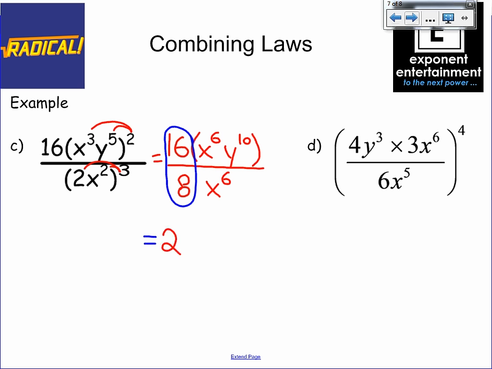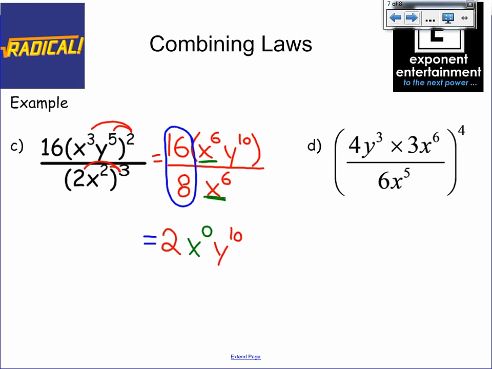We then move on and we look for any like bases. We notice that we have a like base here and a like base here. Those can be combined to be x to the power of 0, because 6 minus 6 is 0. And the y, you'll notice, does not have a like base on the bottom, so it can't be combined with anything any further.